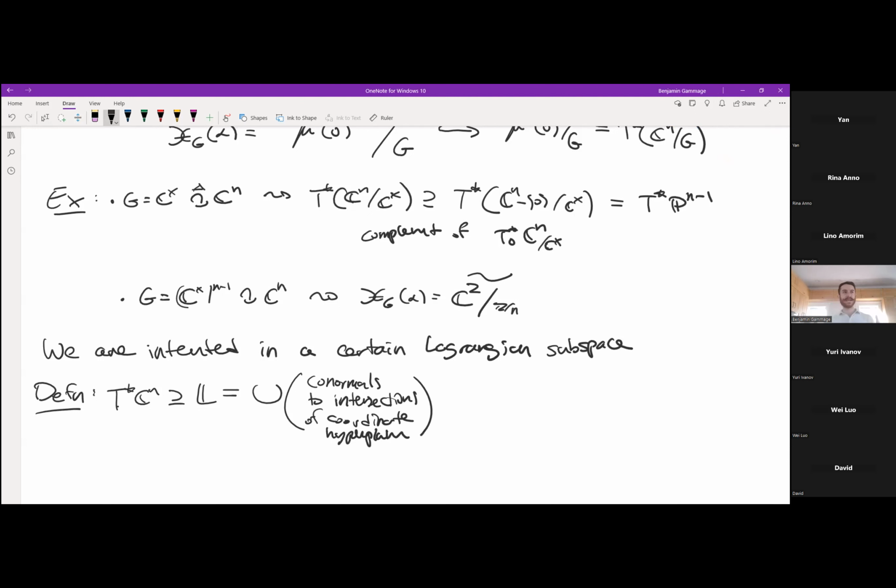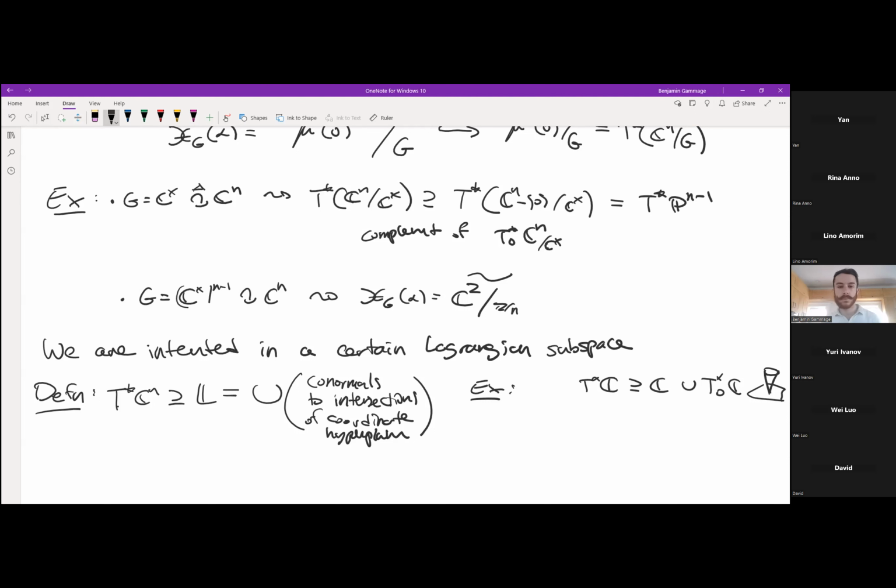Inside of C to the N, I have some coordinate hyperplanes like x1 equals 0, x2 equals 0, or both of them equals 0. And for each of those intersections, I want to take the conormal to that subspace of C to the N. So the first example is inside of T star C, I have the 0 section. That's an intersection of no coordinate hyperplanes, you would say. Union, I have one coordinate hyperplane, which is z equals 0, so union T star 0 C. I could draw this thing like this. Here's the 0 section, and here's the conormal coming out of it. So I've got this sort of coordinate cross type thing inside of here.